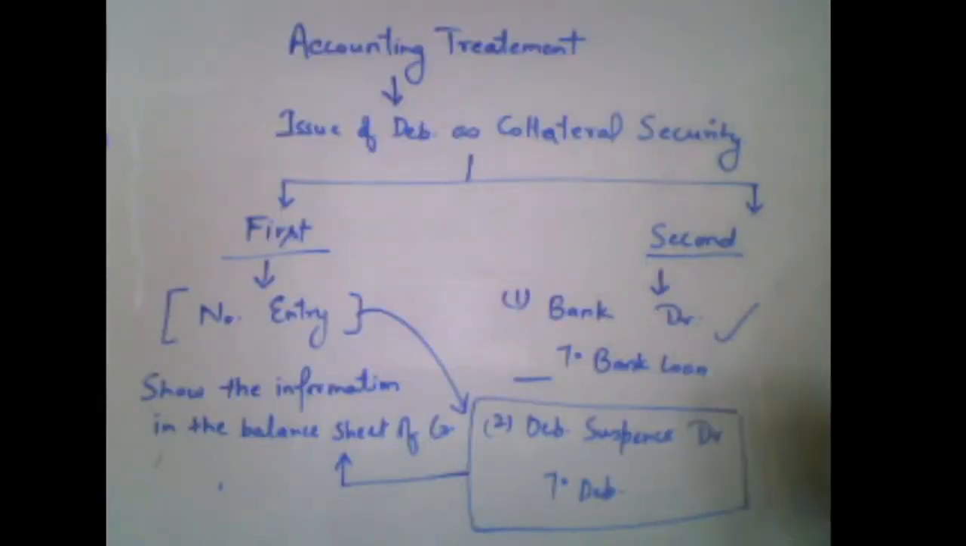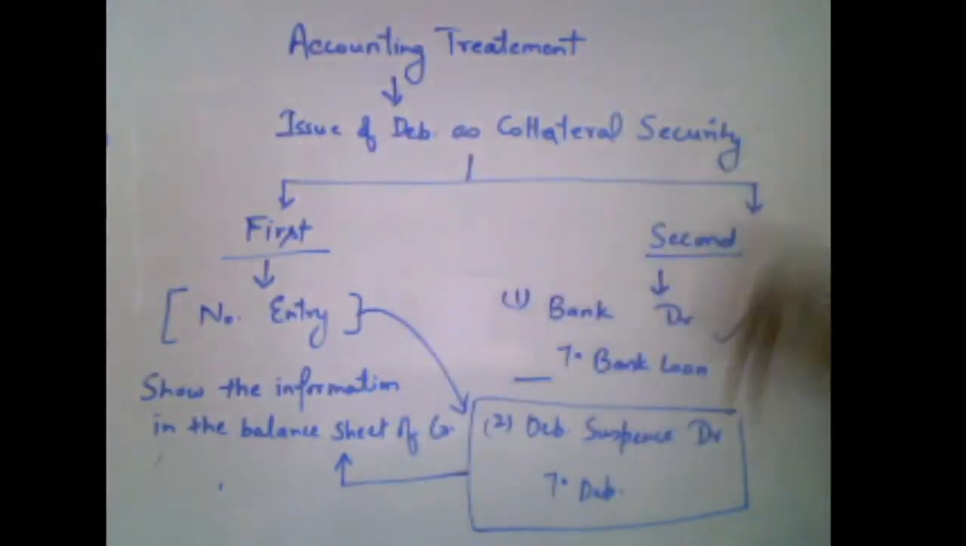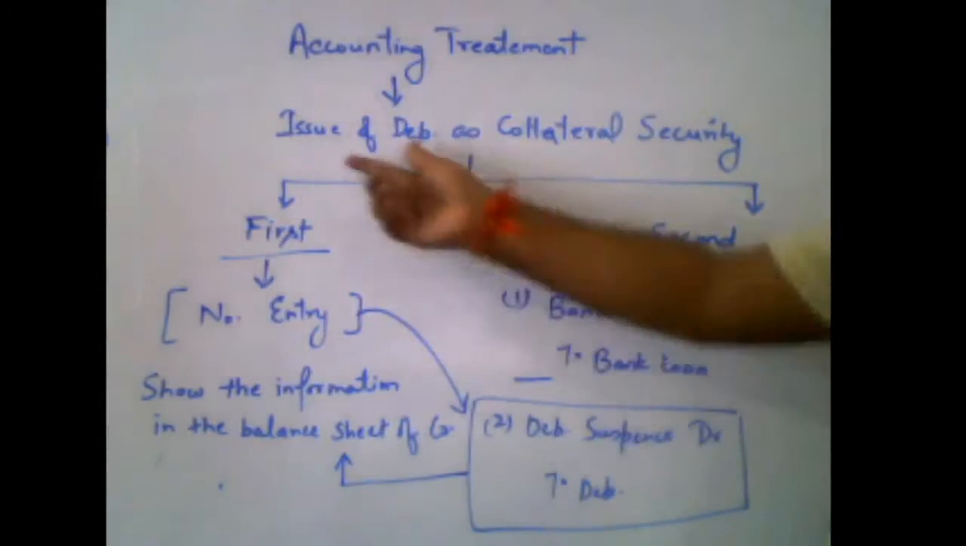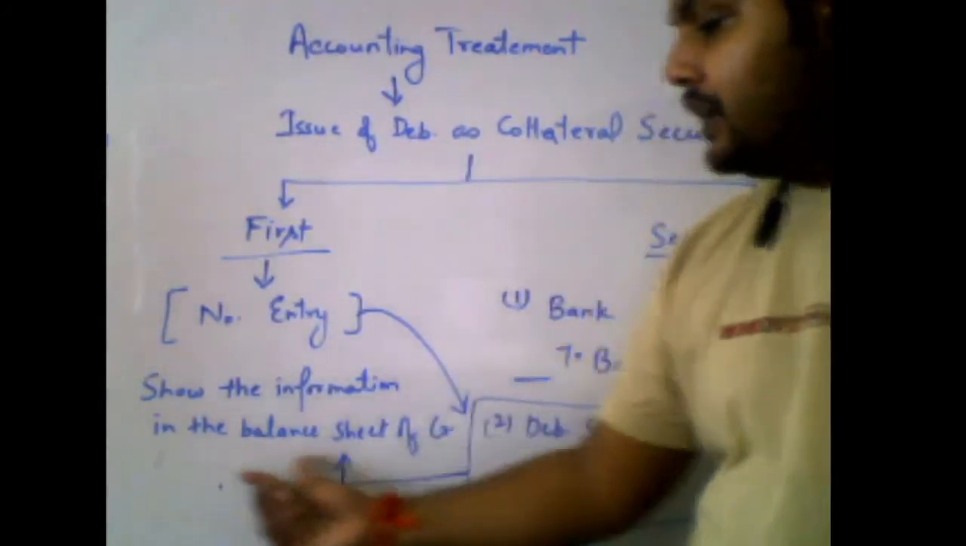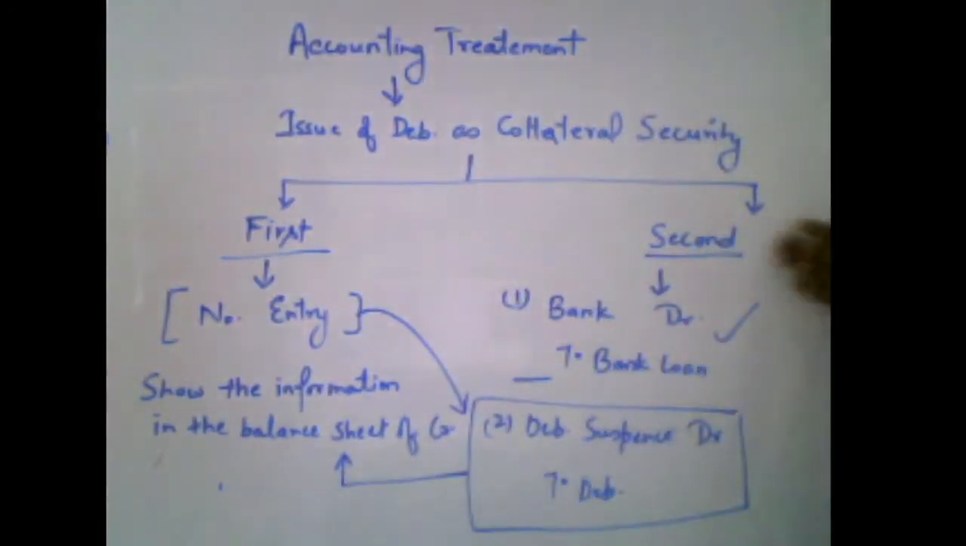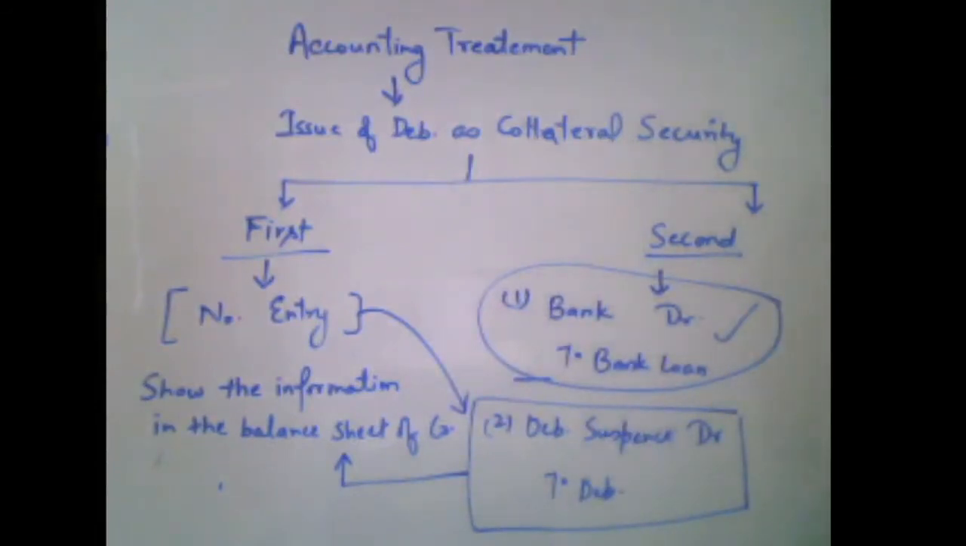So you can see that for the accounting treatment of issue of debenture as collateral security, there are basically two methods. In the first method we do not pass any entry related to the issue of debenture as collateral security, whereas when a company issues a debenture as collateral security, the related information is shown in the balance sheet of the company. In the second method, one entry is common to the first method as well, because you know very well, issue of debenture as collateral security arises only when a company takes a loan from the bank or any other financial institution.